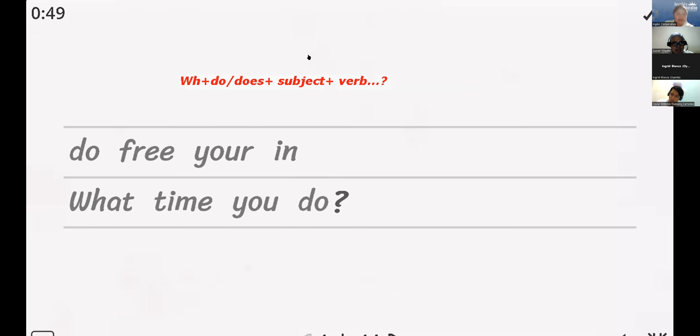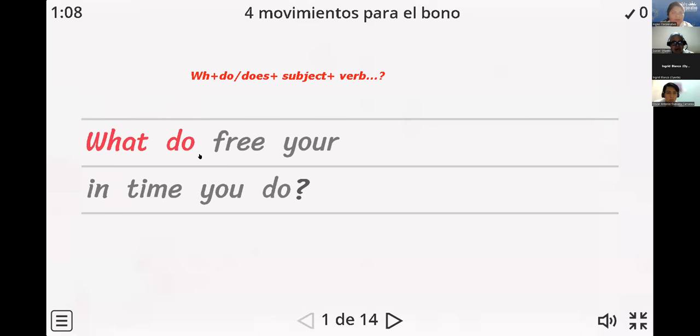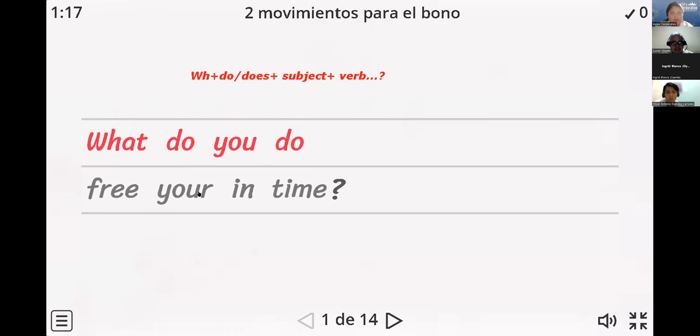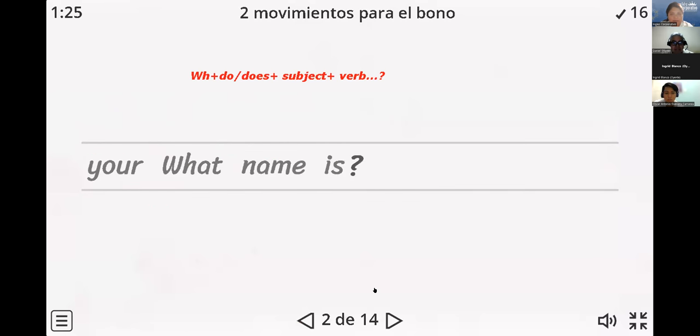Vamos a ordenar ahí la oración. ¿Ya se ve completo, chicos? Okay, so which is the correct order? The first is the double H word. What do you do in your free time? Okay, perfect. Let's continue with question number two.